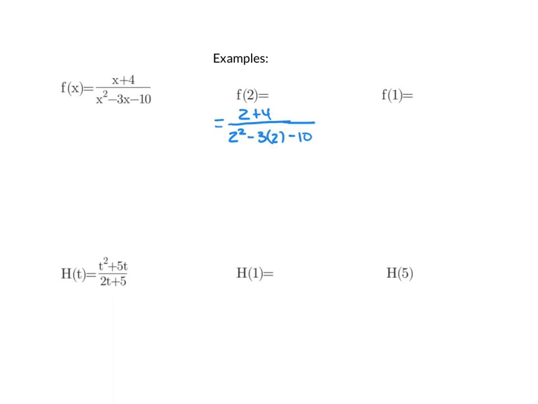All right, if we go ahead and simplify now, 2 plus 4 is 6. On the bottom, we get 4 minus 6 minus 10. If we simplify the denominator further, we get 6 over negative 12, which simplifies down to negative 1/2. So f of 2 equals negative 1/2.